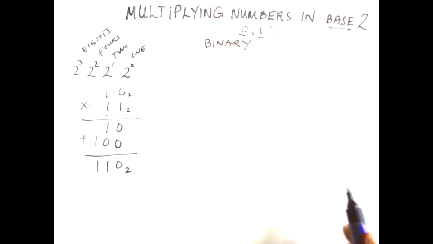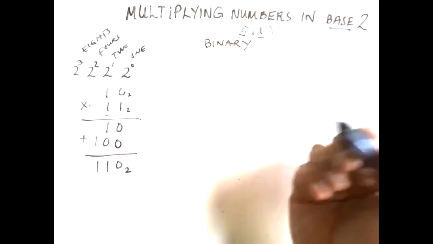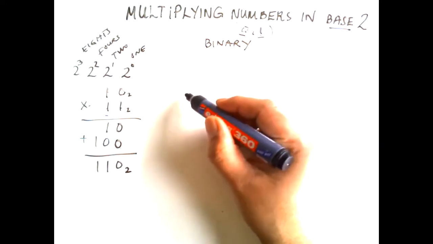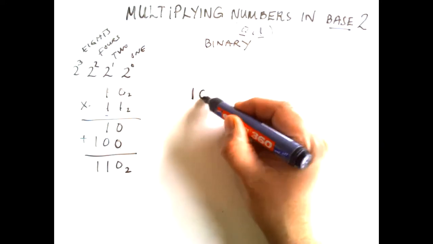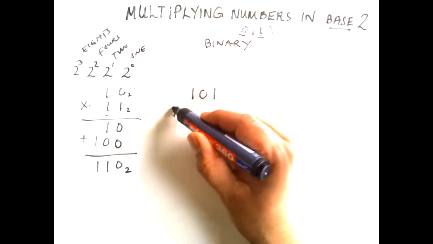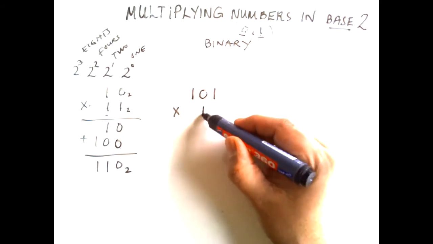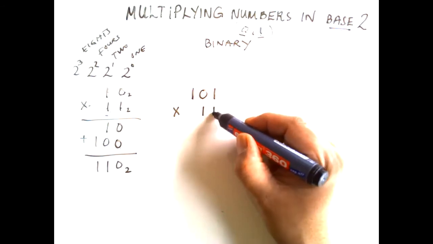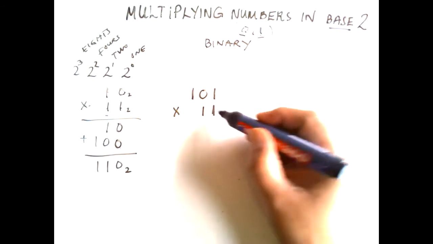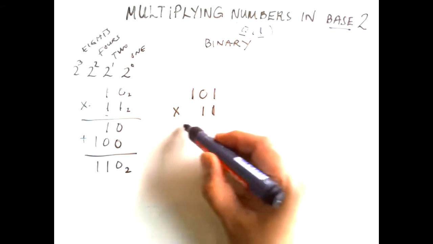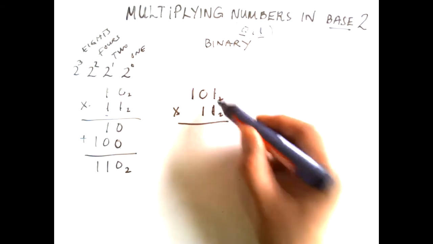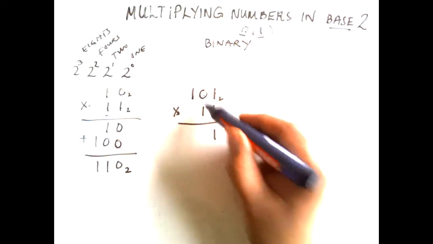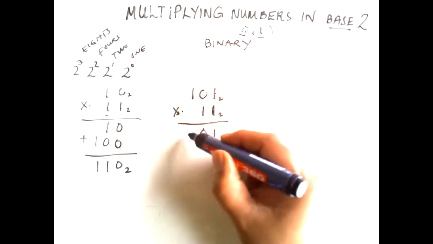It's quite straightforward. Okay, let's try a bigger digit. Let's say we have 101 times 101. Let's try that. These are all in base 2. So 1 times 1 is 1. 1 times 0 is 0. 1 times 1 is 1.